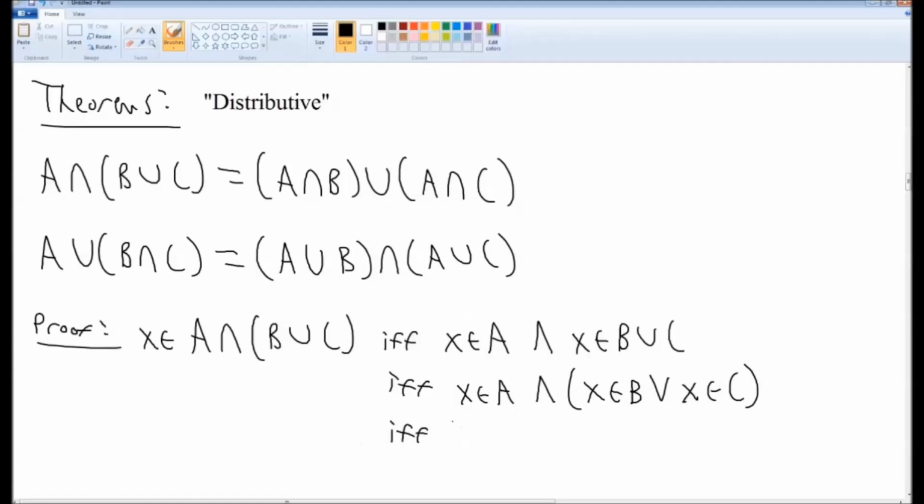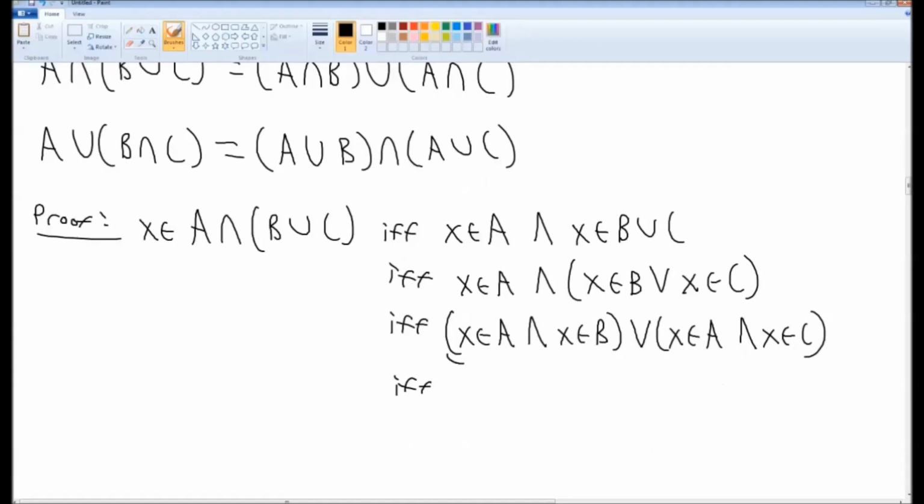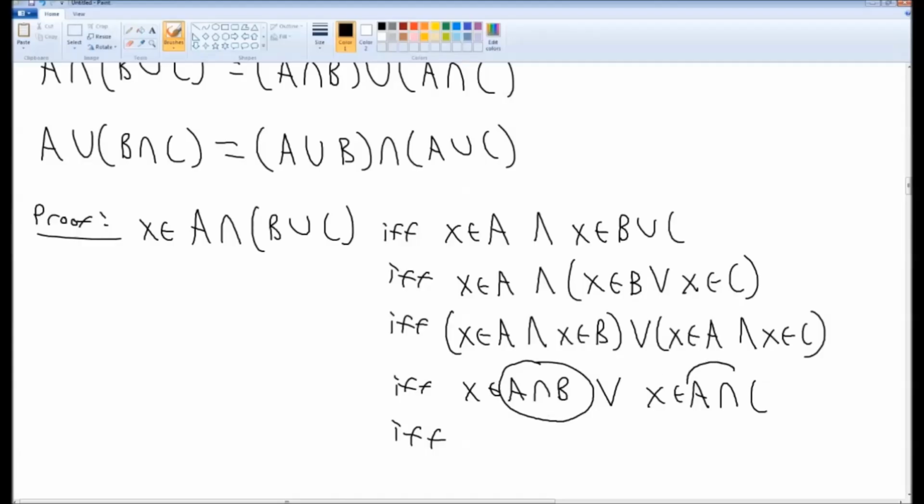So this is logically equivalent to saying either X is in A and X is in B, or X is in A and X is in C. Okay, if you don't believe me, you can make a truth table to verify that. But now what's this the same as? Well, this part right here is the same as saying X is in A intersect B. And then this part right here is the same as saying X is in A intersect C. Okay, so we're saying X is in this set or X is in this set.